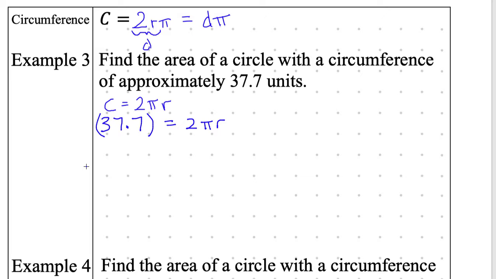I'm going through this very slowly. Of course, there are shortcuts. Of course, I could have just immediately written 37.7 equals 2 pi r.